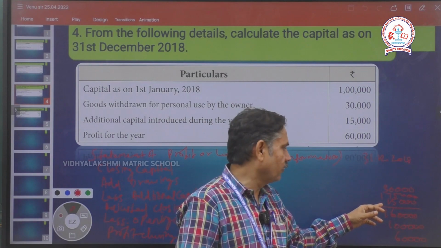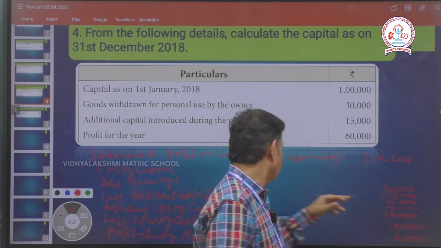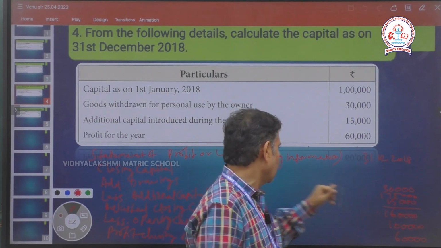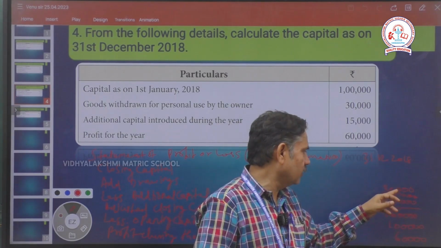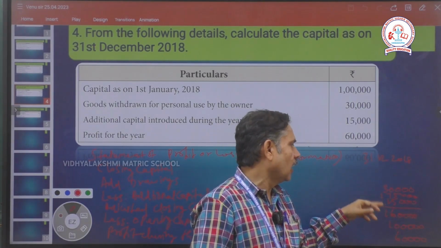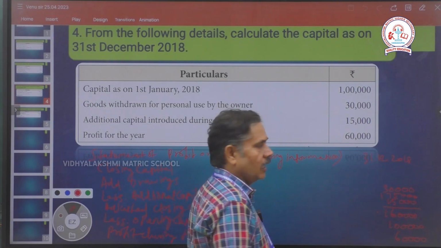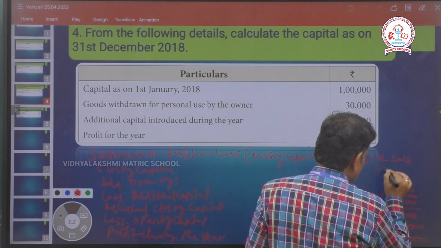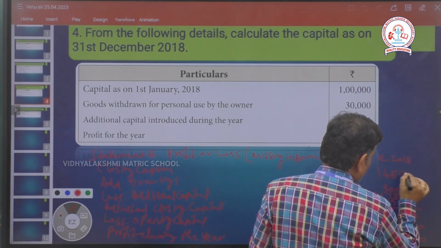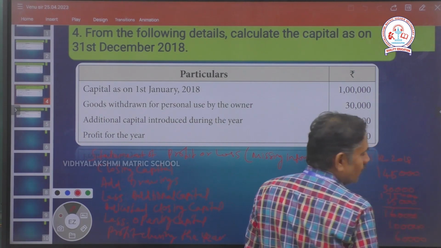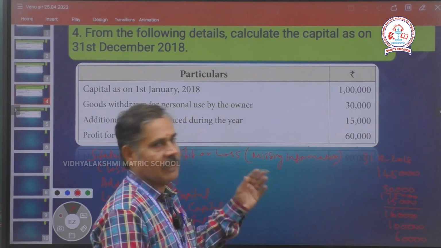After that we take 15,000 for the adjusted additional capital, add, you will get 1,75,000. After that, less drawing, find out the answer is opening capital 1,45,000. So this is the right answer.